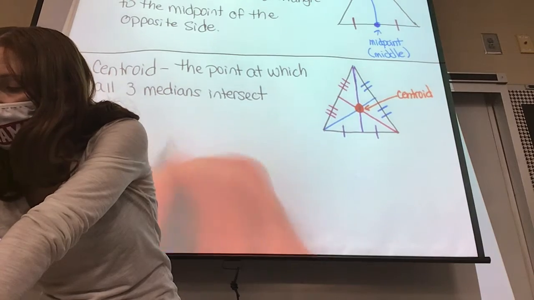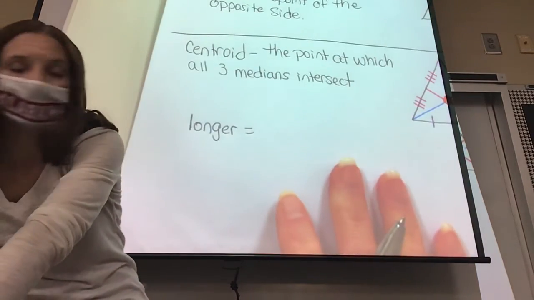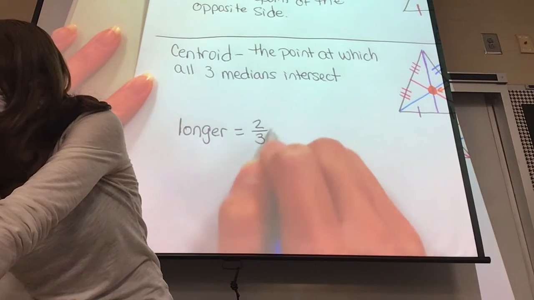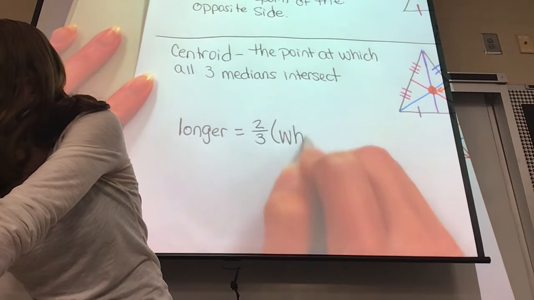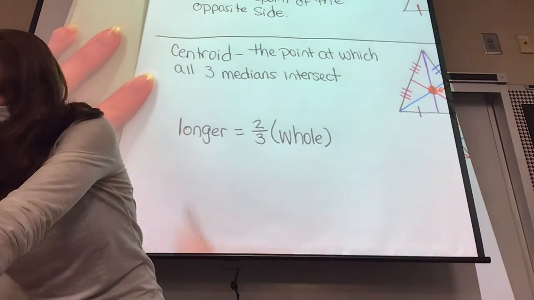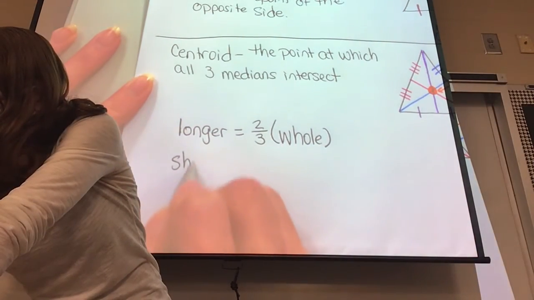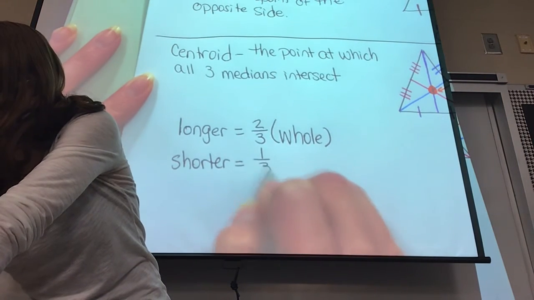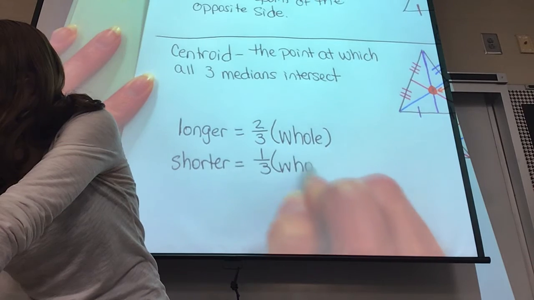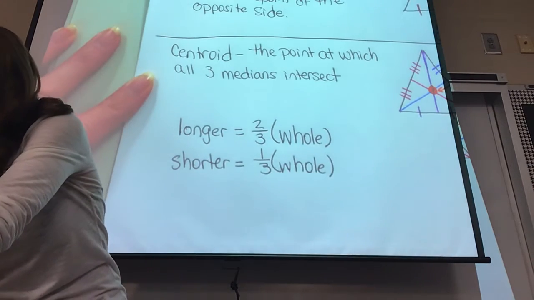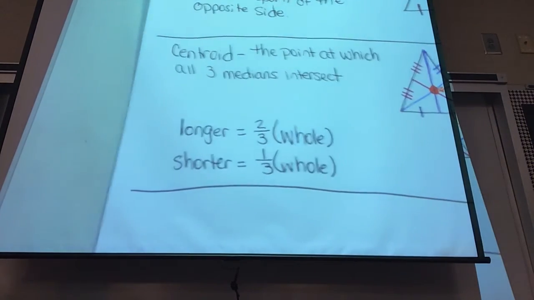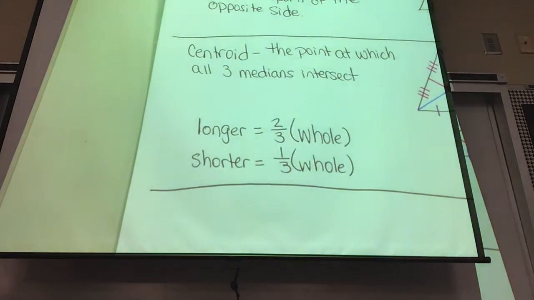So we have longer equals 2/3 times the whole, and we have shorter equals 1/3 times the whole. So write that down. That is what we're fixing to use.